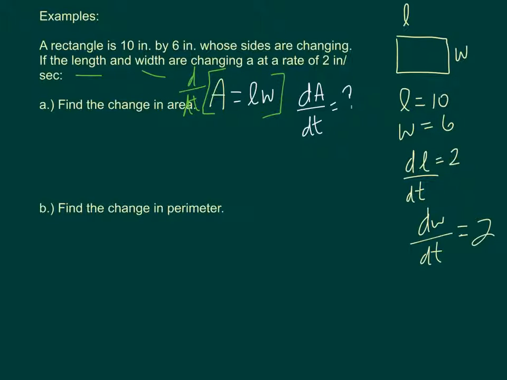Okay, so let's do that. Derivative of area with respect to time is going to look like this, dA/dt. And when I take the derivative of the right side, well, I've got length times width.